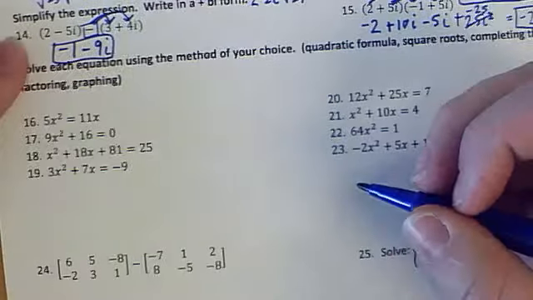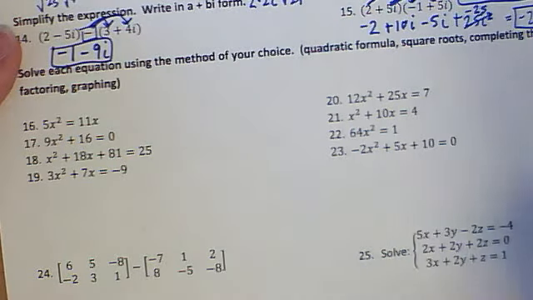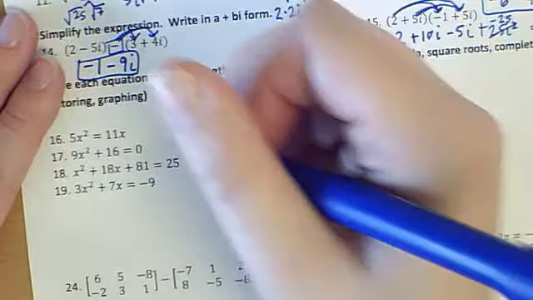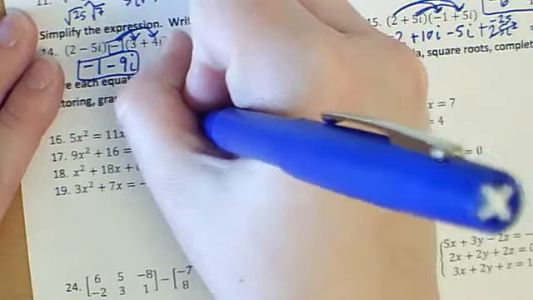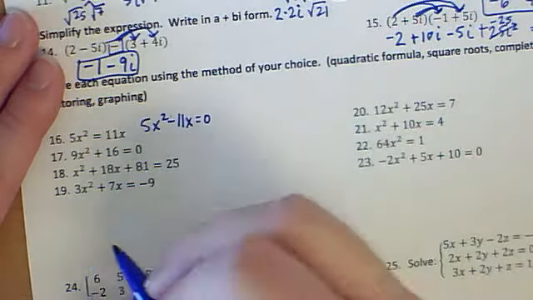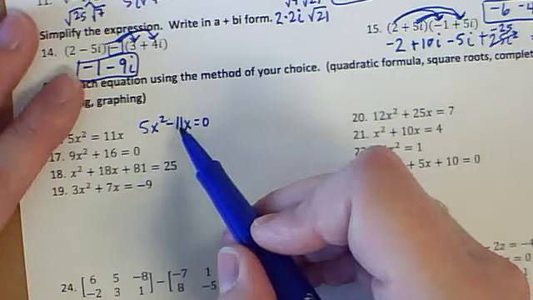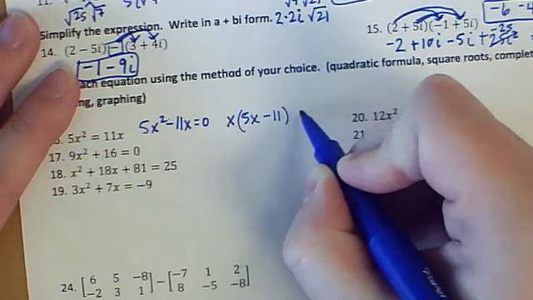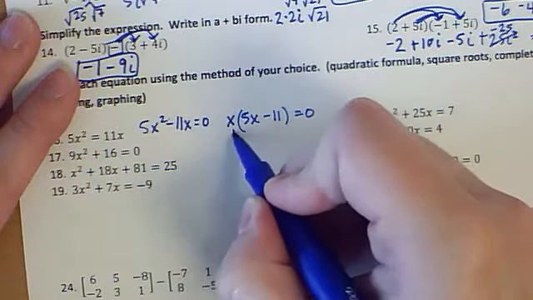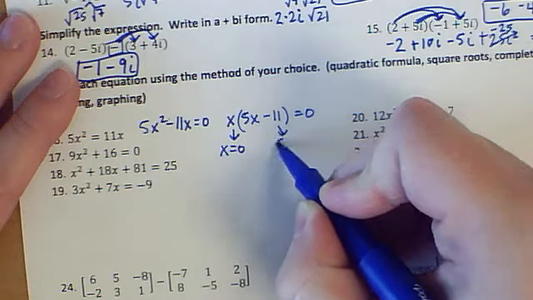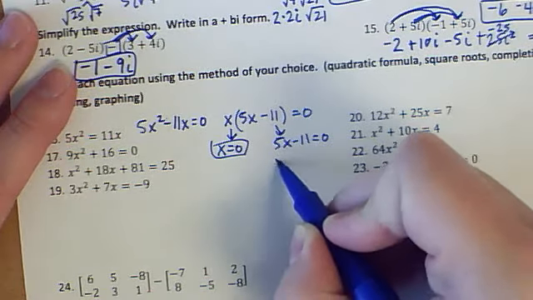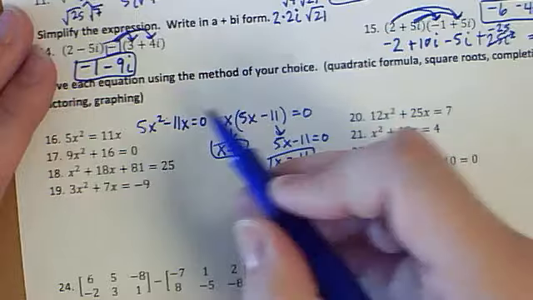Alright, so if we look at 16, this is like this factoring one, where there is no b term. So if we take that, I have 5x squared minus 11x equals 0. So if I move that 11x over, then I can factor out what they have in common. They have an x in common. So this becomes x times 5x minus 11 equals 0. Then if we set both of those equal to 0, well, this one's done, and this one I would add 11 and divide by 5. So there are your zeros for number 16.